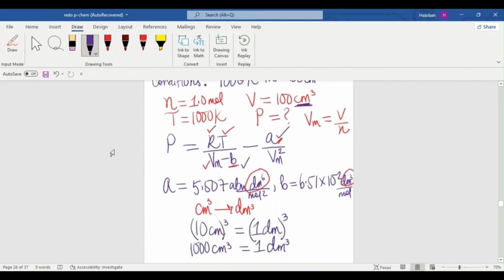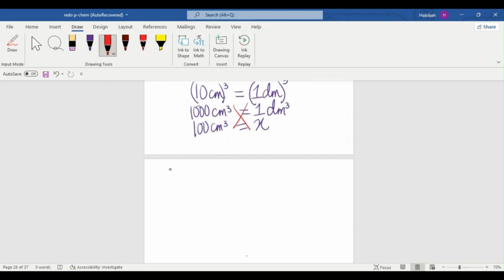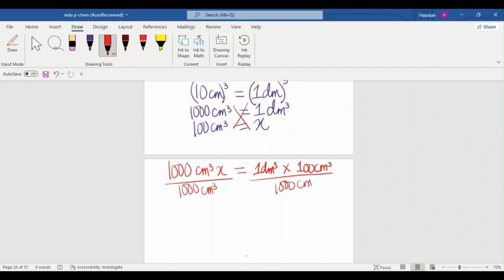We see that we have 100 centimeter cube. We have to go from 100 centimeter cube to decimeter cube. So we have 100 centimeter cube here, and let's just say we have x here. We would cross multiply to end up with 1000 centimeter cube x equals 1 decimeter cube times 100 centimeter cube. Divide both sides by 1000 centimeter cube.